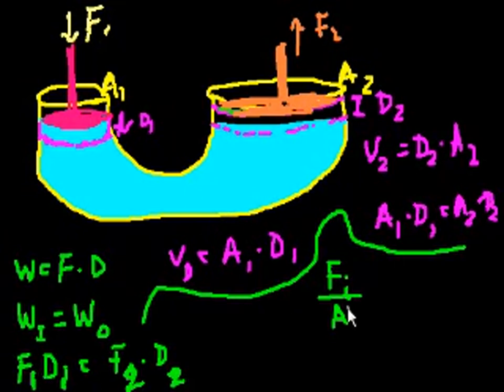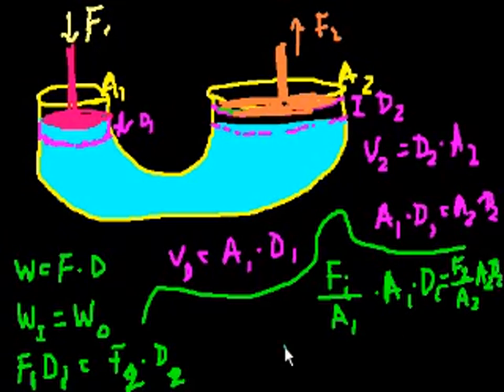So if I take the input force and divide by the input area, let me switch back to green, and then I multiply by the area, and then I multiply times d1. You see what I did here? I just multiplied and divided by A1, which you can do. You can multiply and divide by any number, right? These two cancel out, and that is equal to the same thing on the other side: F2 over A2 times A2 times D2. Hopefully that makes sense.